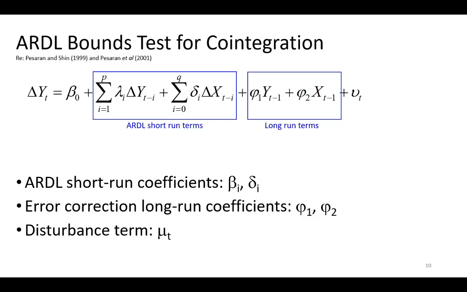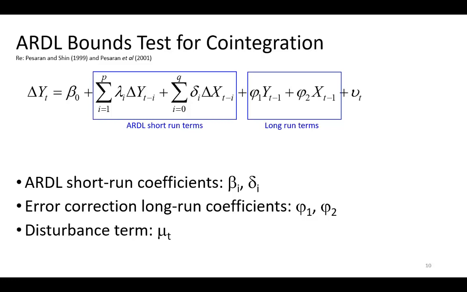And so we're going to perform a bounds test to see if in fact we have co-integration, in that we reject the null hypothesis that phi1 equals phi2 equals 0. If we reject that, then we can say, hey, there's co-integration. And then separately, we're going to also test these short-run coefficients, lambda and delta, to see if we can make an inference on short-run Granger causality between y and x in particular.